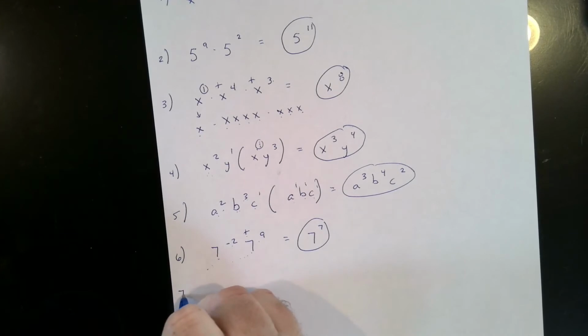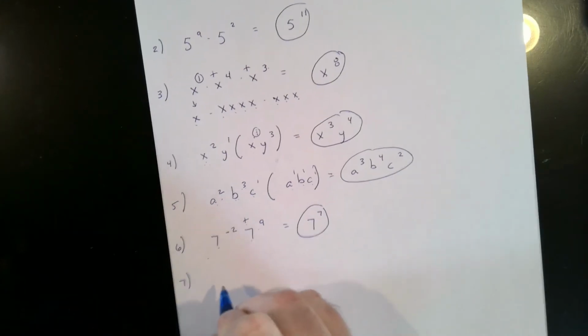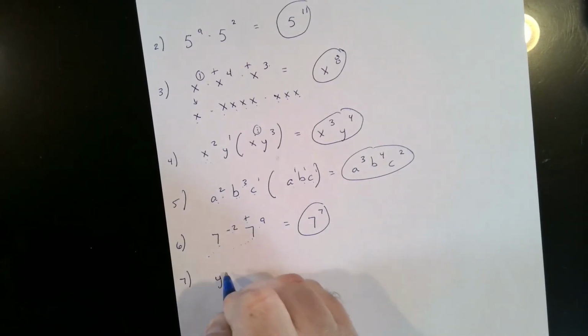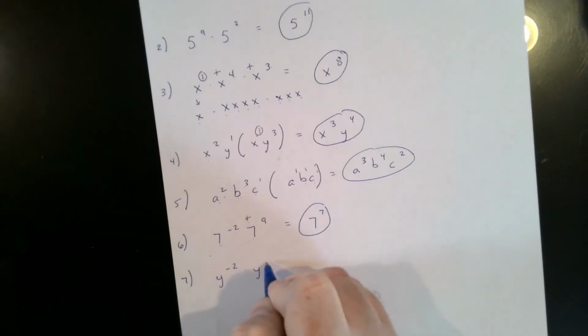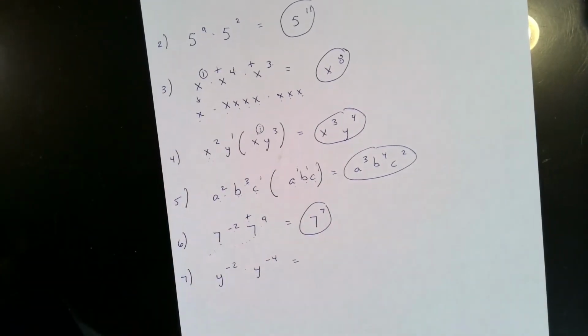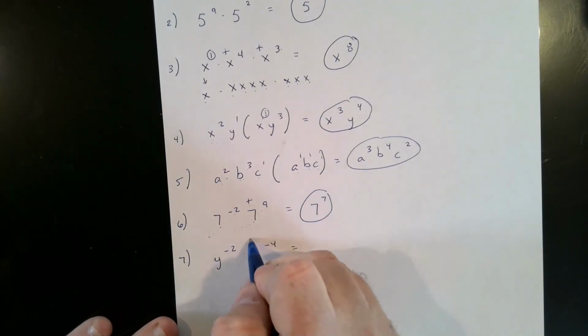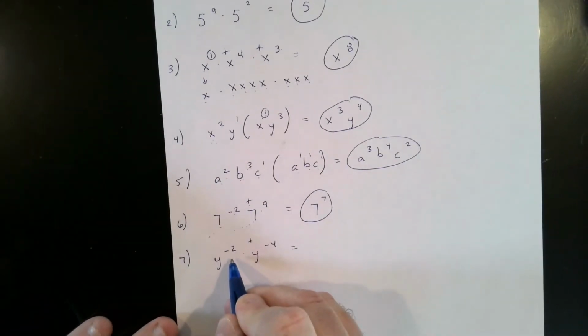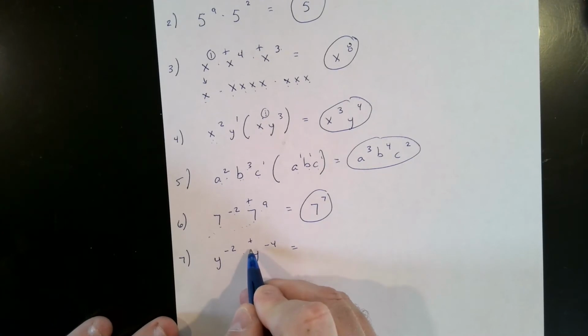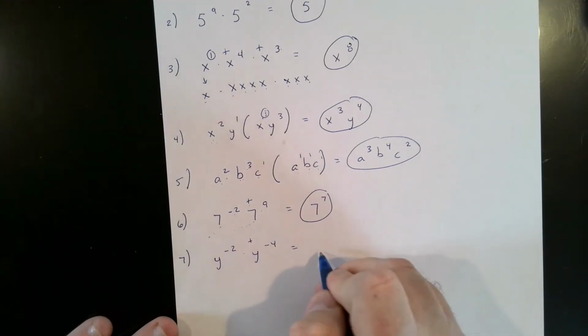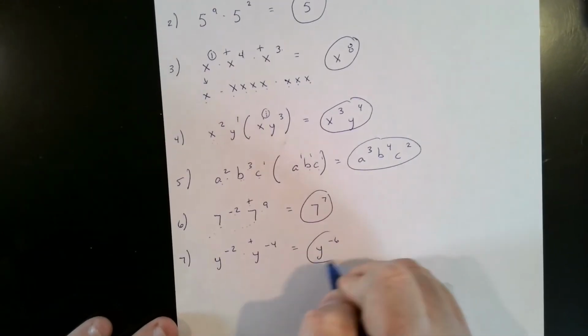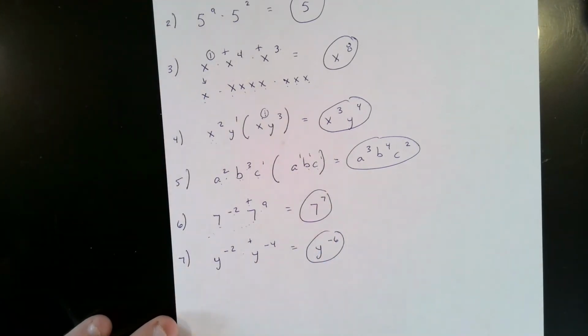If they're both negative, let's say you had y to the negative second times y to the negative fourth. Well, nothing changes. You're still just going to add the exponents. So negative 2 plus a negative 4 is y to the negative 6 power. Okay?